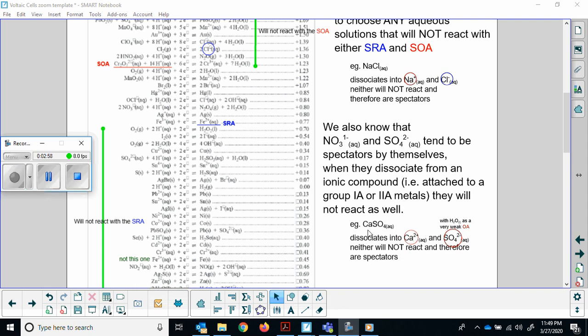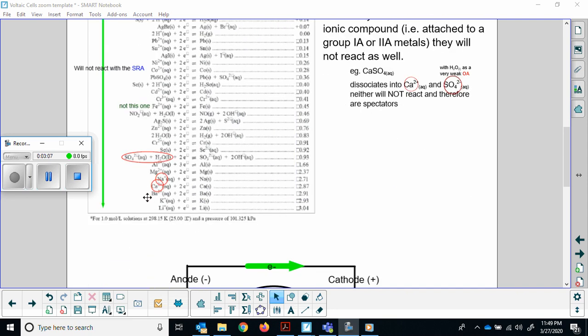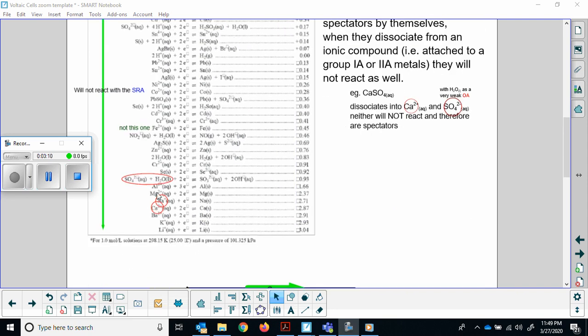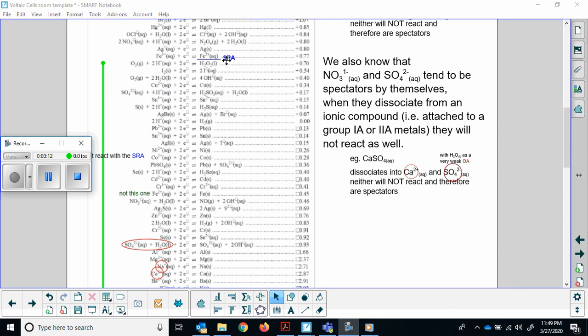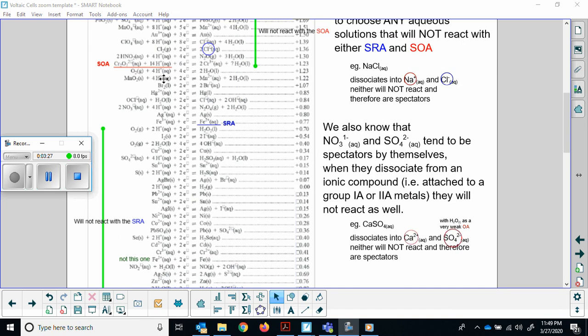For example, we have calcium sulfate, which dissociates into calcium ions and sulfate ions. The calcium ions are very weak oxidizing agents that will not react with the strongest reducing agent. Sulfate by itself is not on the list, therefore it's originally a spectator. Sulfate with water, though, is on the list, but again, it's a very weak oxidizing agent that will not interfere with this spontaneous reaction.